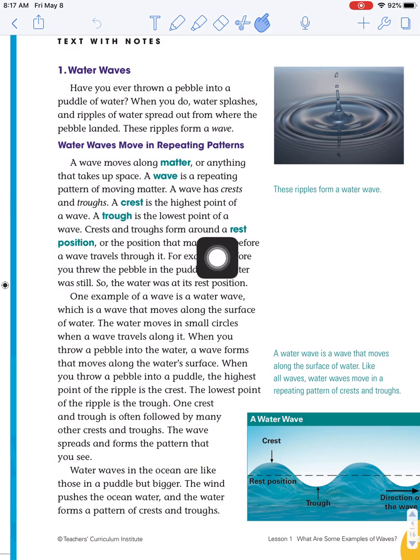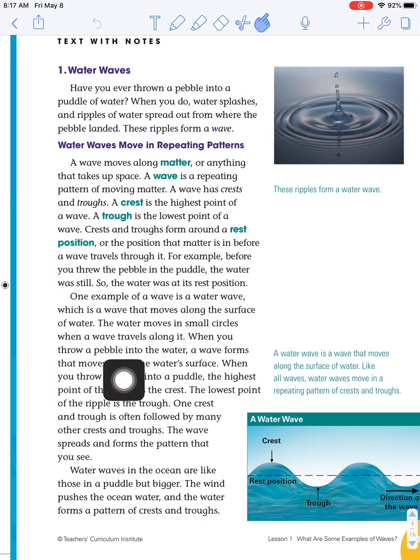Crests and troughs form around a rest position, or the position that matter is in before a wave travels through it. So you can see the water out here that's flat and calm is resting. For example, before you threw the pebble in the puddle, the water was still. So the water was at its rest position. One example of a wave is a water wave, which is a wave that moves along the surface of water. The water moves in small circles when a wave travels along it.